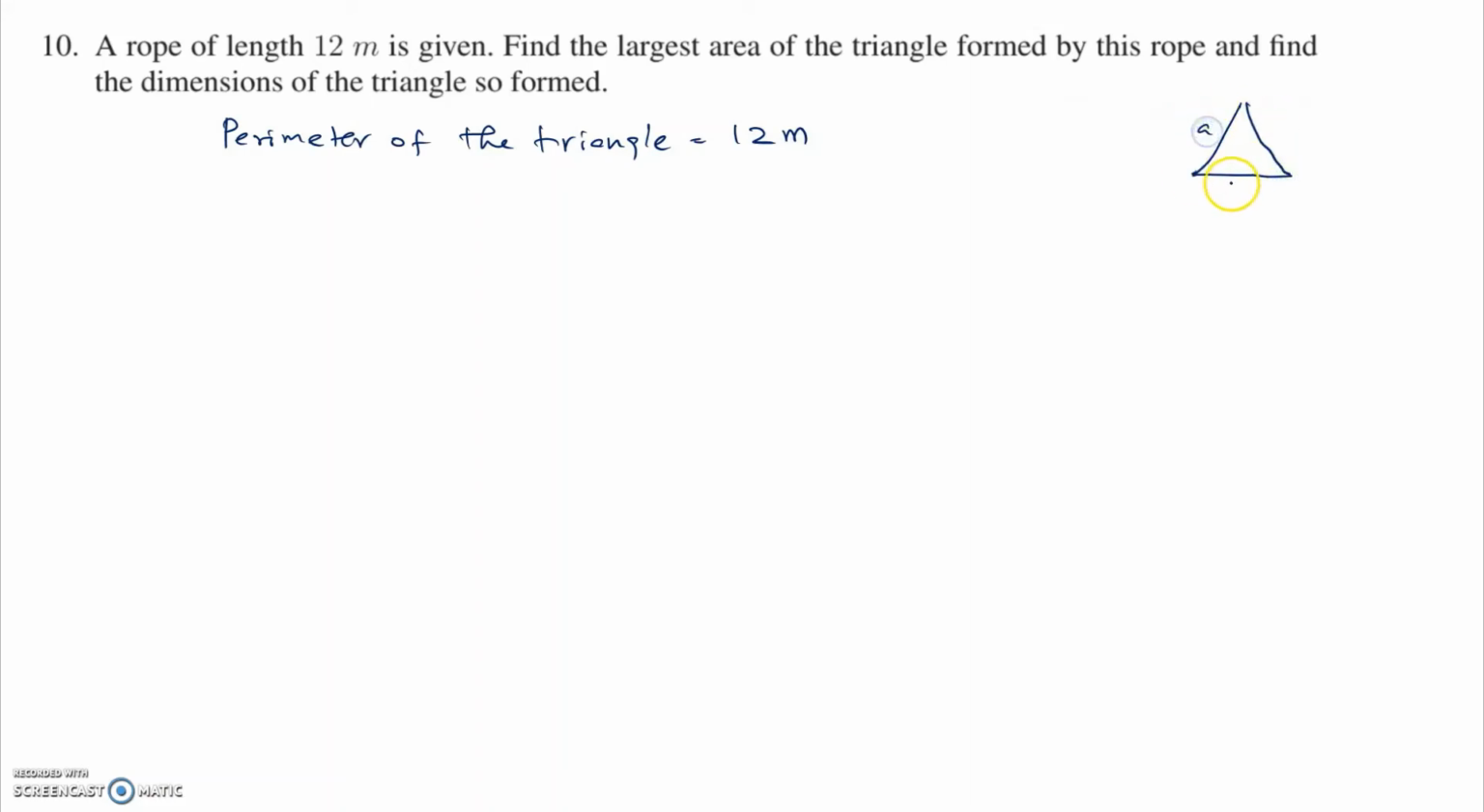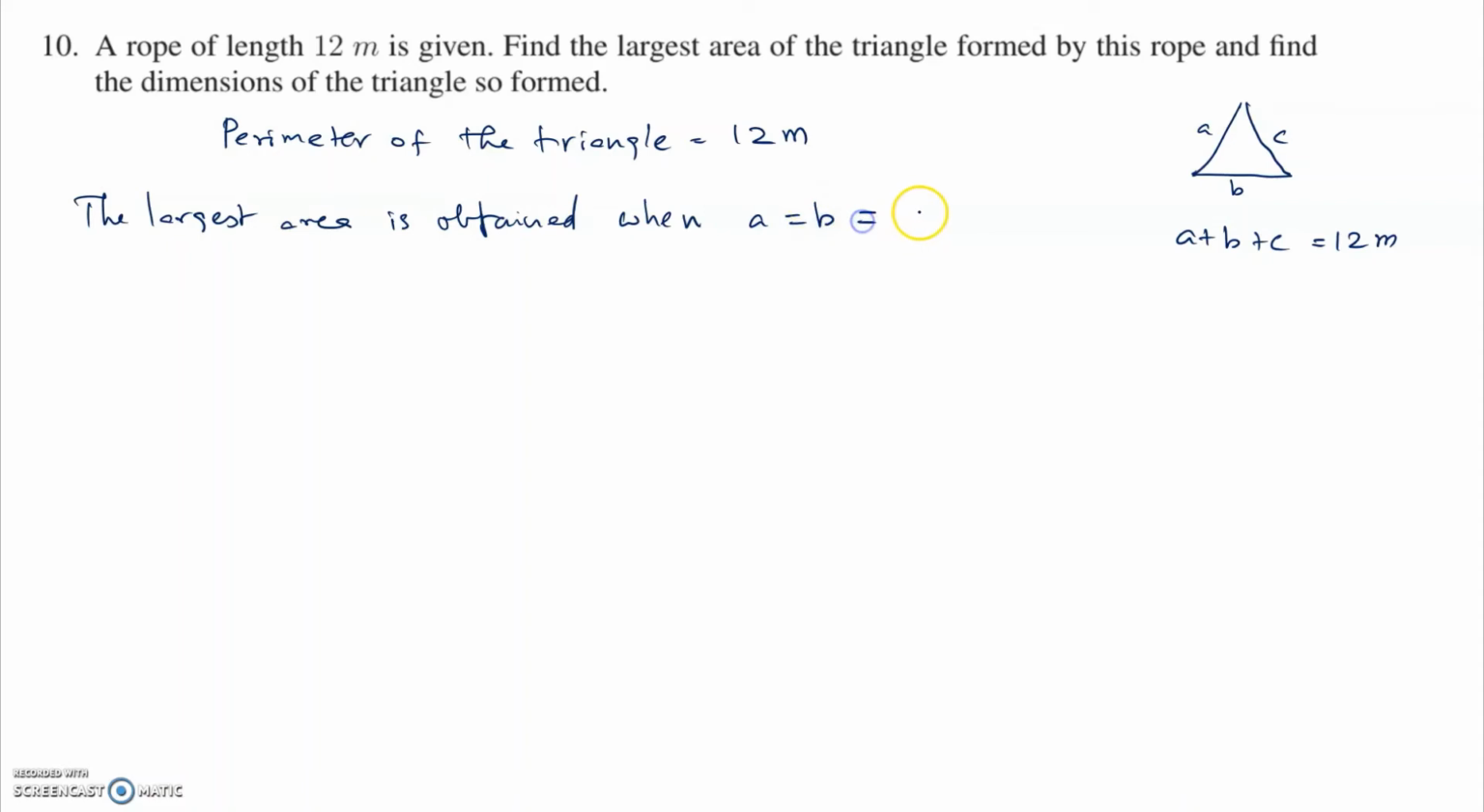This is A, B, and C. A plus B plus C is equal to 12 meters. So this is given to us. Now, the largest area is obtained when A is equal to B is equal to C, which means when this is an equilateral triangle.